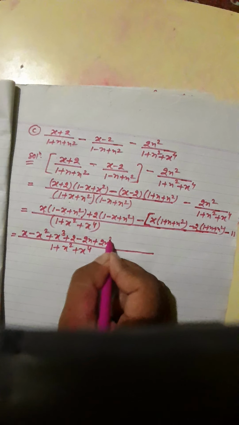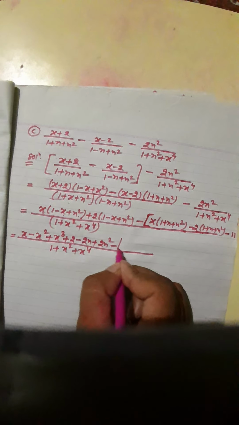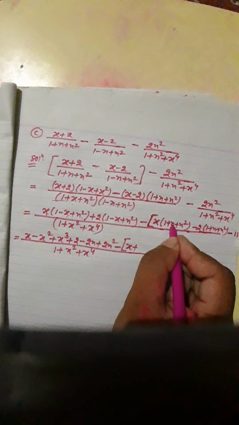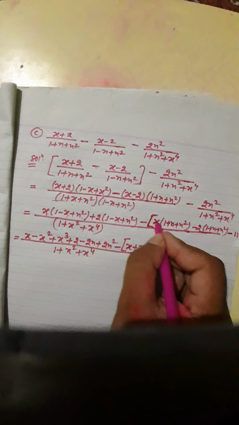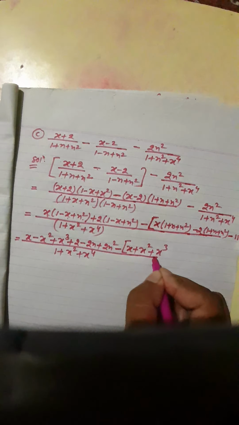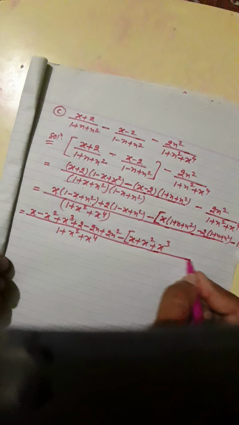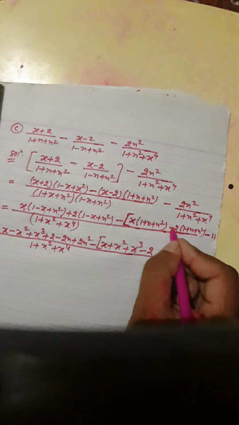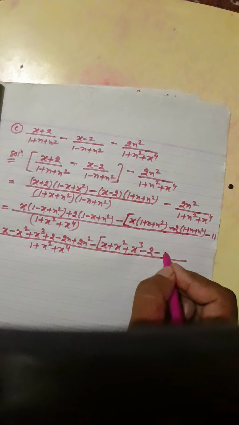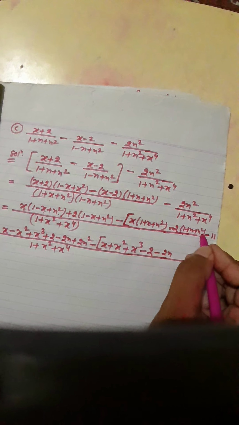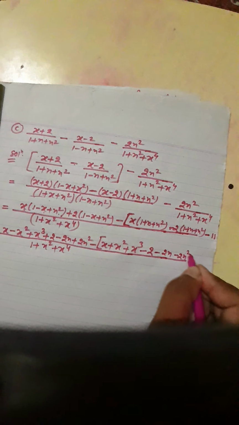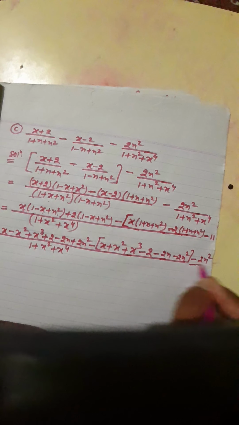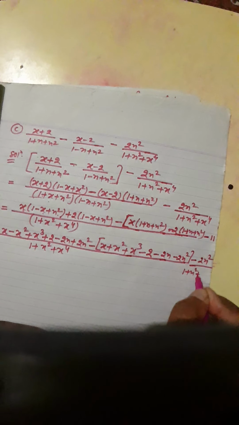Minus, here also we can do the same way, we can multiply this x with all of this: x into 1, x, plus x into x square, plus x into x square, x power cube. Here also now, minus 2 multiply 1, minus 2, minus plus minus, 2 multiply with this x, 2x, minus 2 multiply with this x square, then minus 2x square, bracket we can close this. Last one is remaining, 2x square upon 1 plus x square plus x to the power 4.